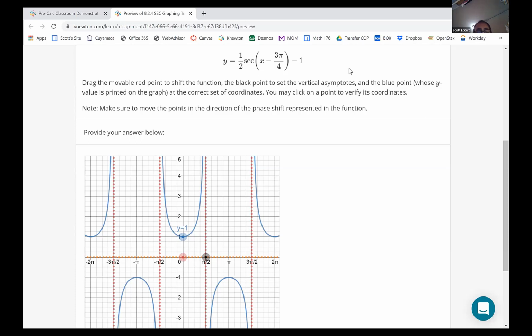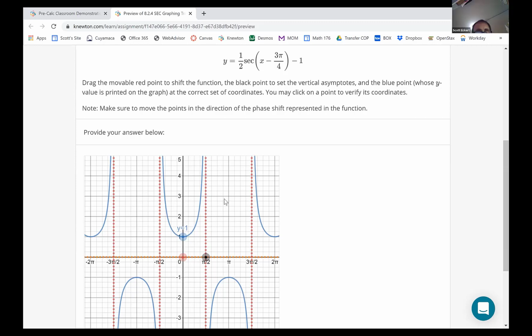So what's the game plan? Well, it's a little different strategy here because they've already graphed a normal secant. And our job is to transform the normal secant into this one here. So what do you see that we're going to have to transform? What do you think we should take care of first? The midline. Yeah, midline, vertical shift.